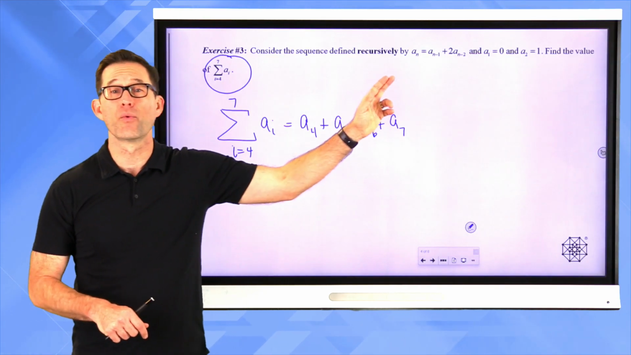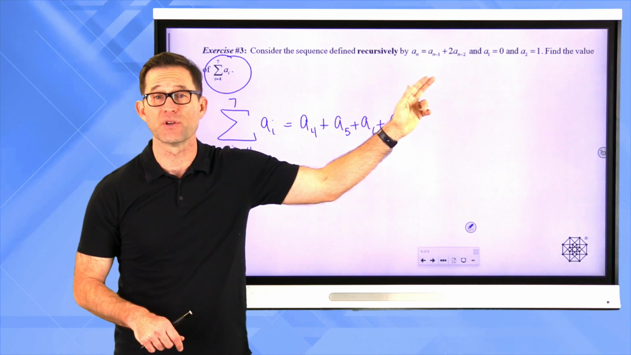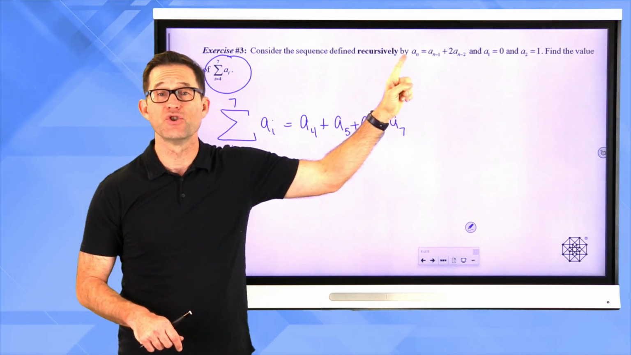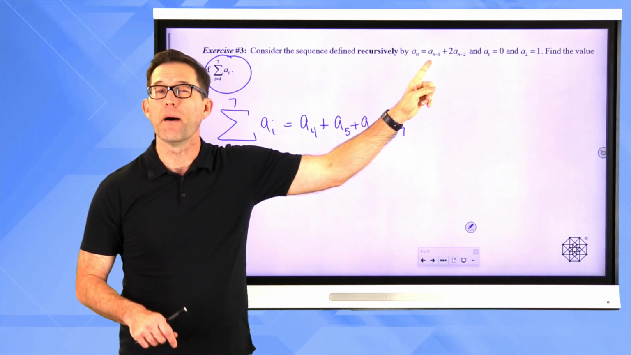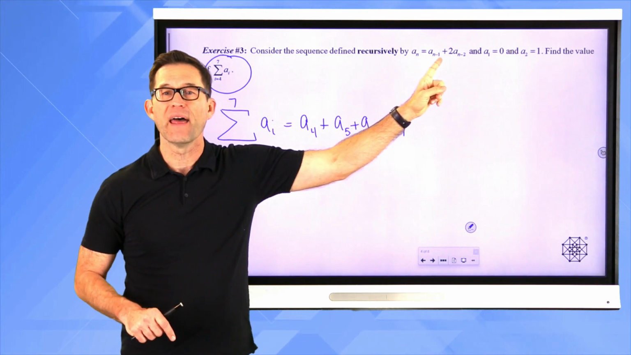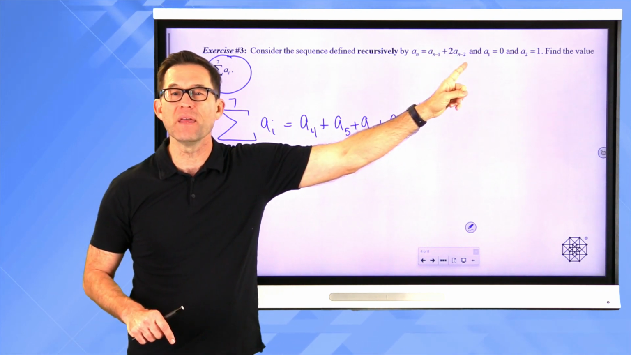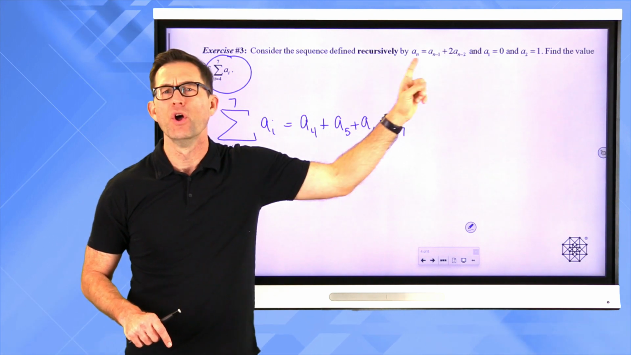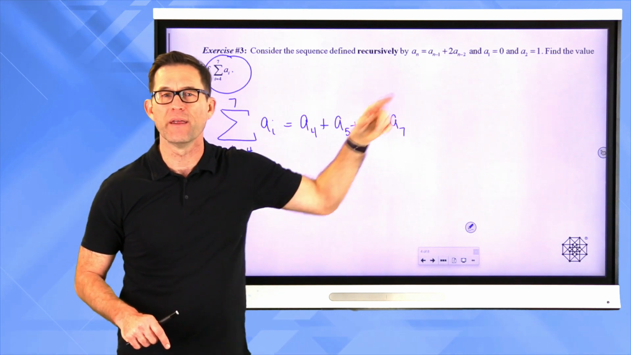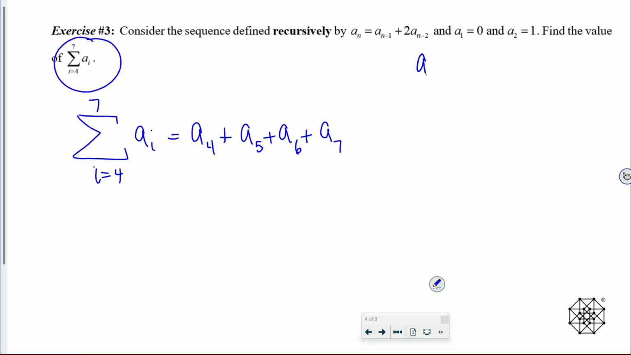Well, let's make sure that we can read this recursive definition. This recursive definition says to generate any term, take the one immediately previous to it and add 2 times the one that's immediately previous to that one, or 2 of them before that, right? So in other words, A3 is going to be A2 plus 2 times A1. So A3 is going to be 1 plus 2 times 0, and that means A3 is going to be 1.